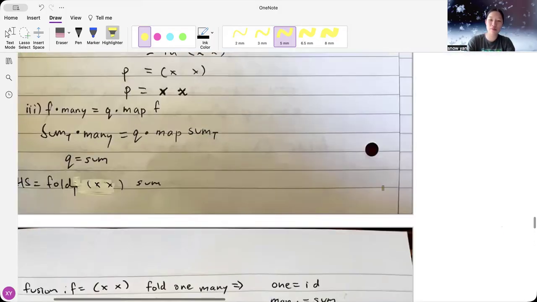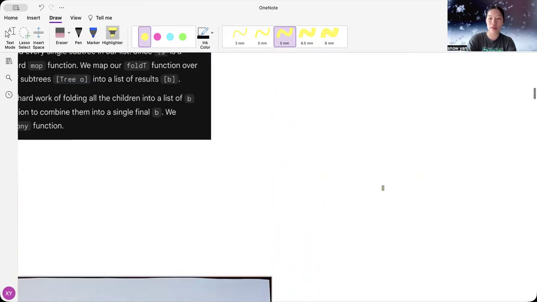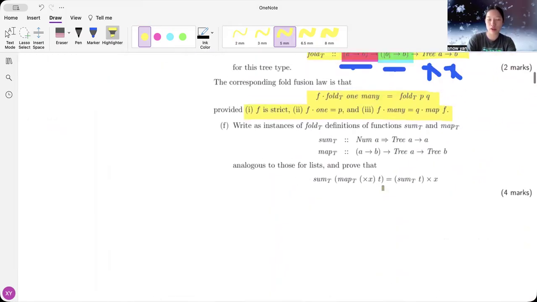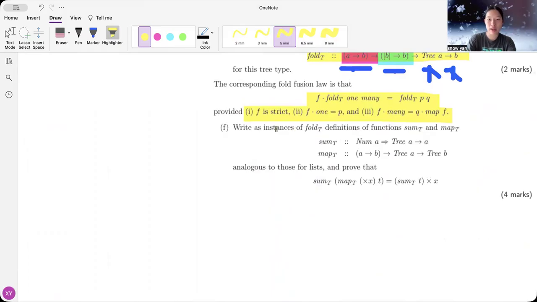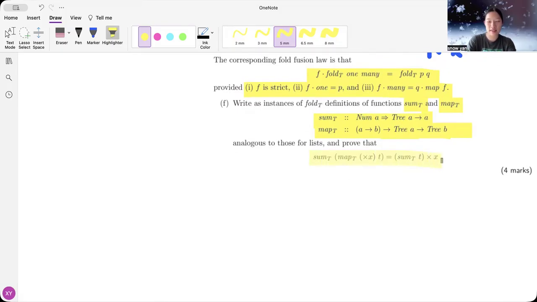Okay, so now that we proved how the fold fusion works and why those three conditions are the way they are, we can move on to part F, right? Write as instances of fold T the definitions of functions sum T and map T. So sum T is of this type, map T is of that type. It makes sense because we're going to input a tree and we want to get out a value. And then for map, we're going to input something of type A and then get out type B. Basically, we're going to input a tree A and then we're going to get a tree B. So we're going to process that, right? And then we want to prove that the same statement from before holds for trees as well.